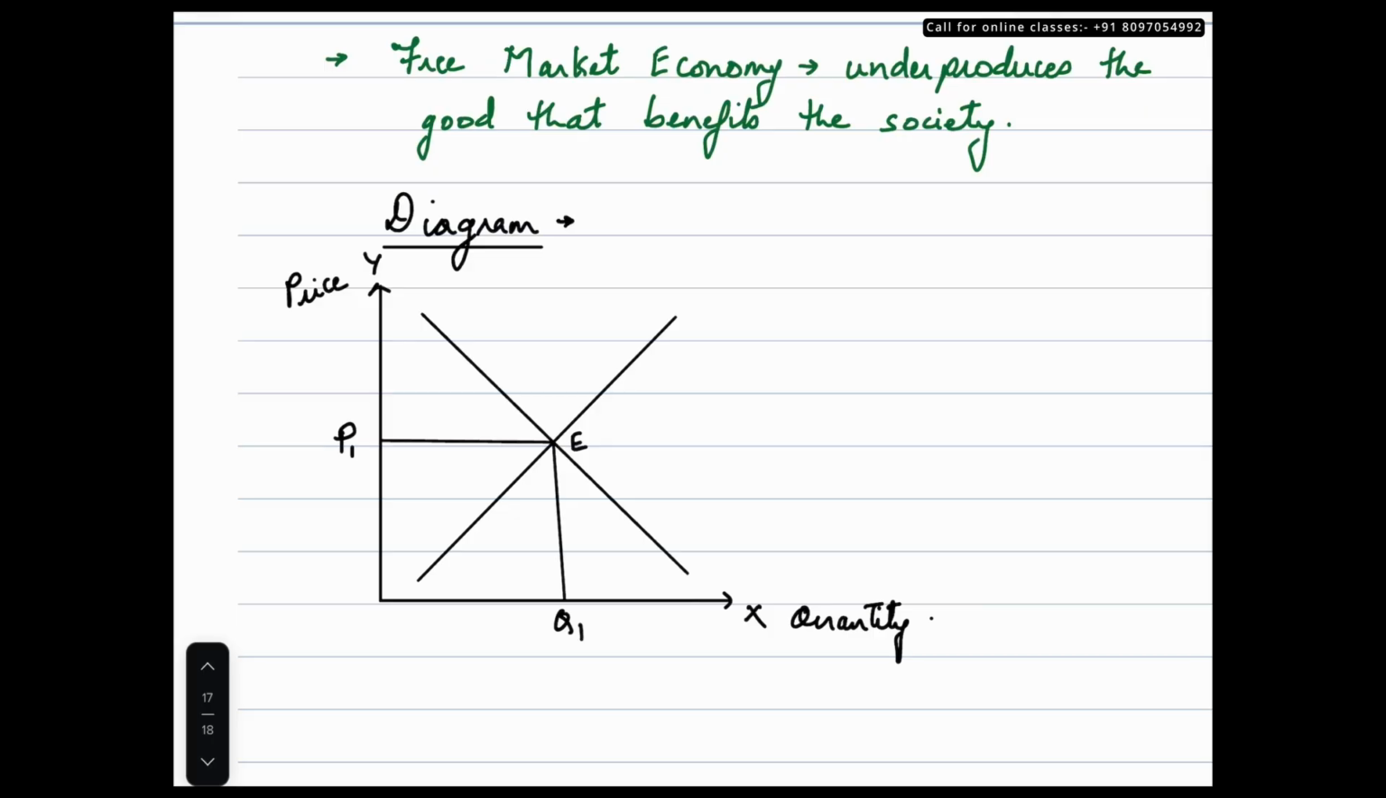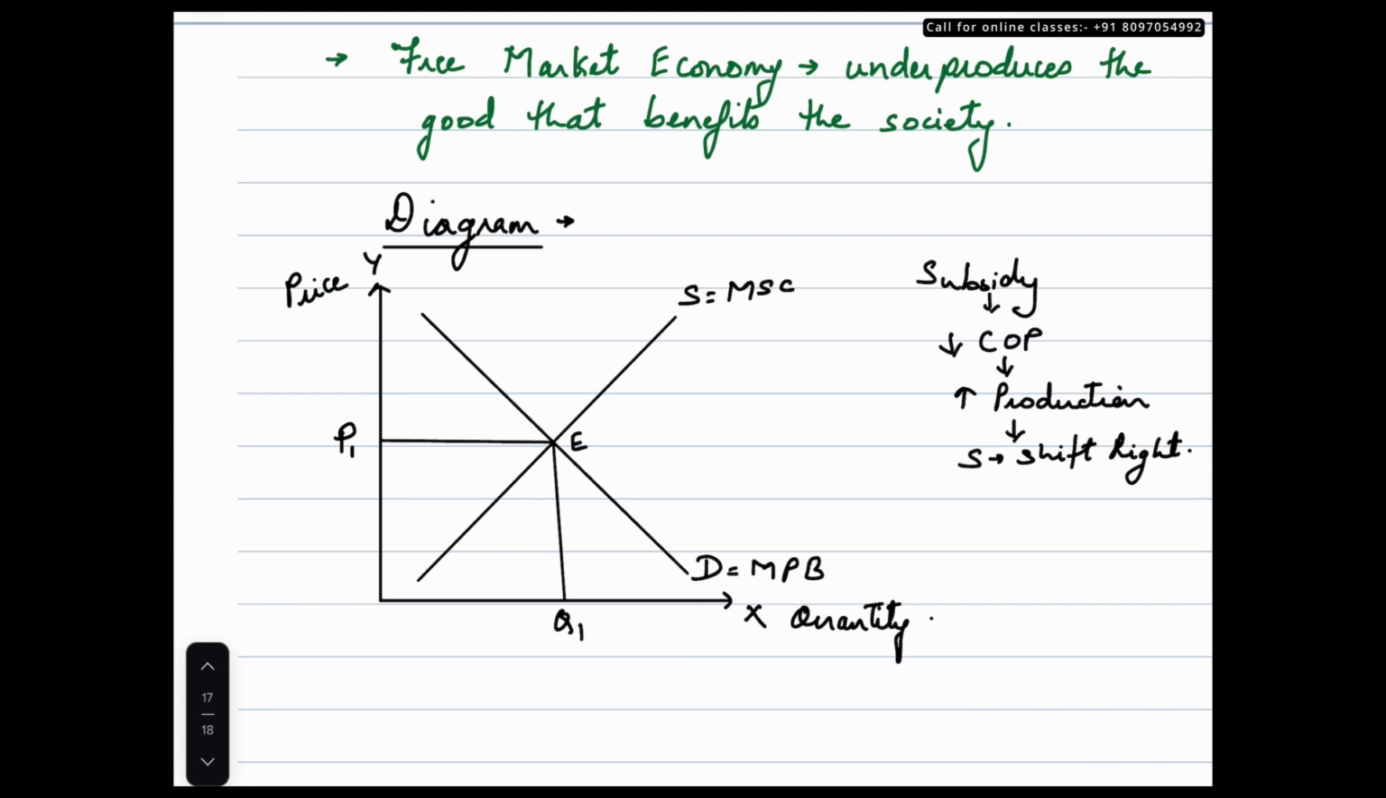Now let's get back to our diagram. So we can see we have price on the y-axis, quantity on the x-axis, the initial demand curve, which is marginal private benefit, that means the benefit to the individual. Supply curve is labeled MSC, which is marginal social cost, as in the cost to the entire society. This is the free market equilibrium E, price P1 and quantity Q1.